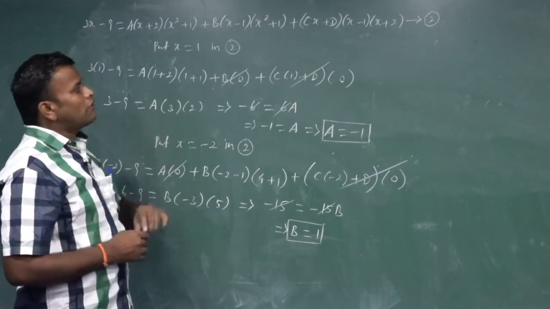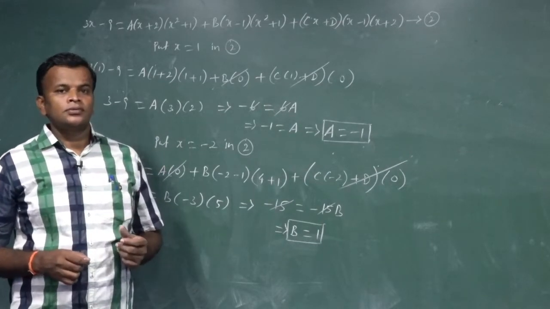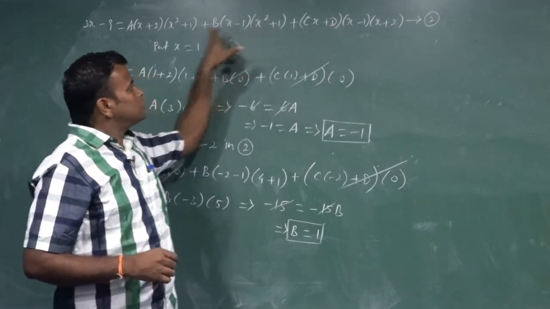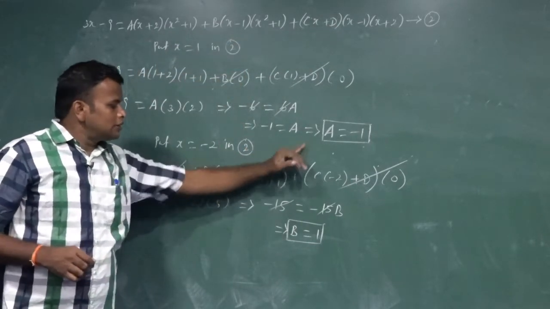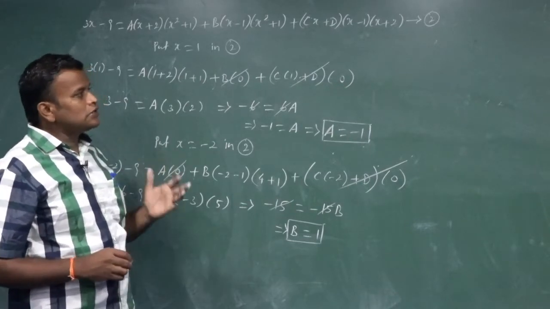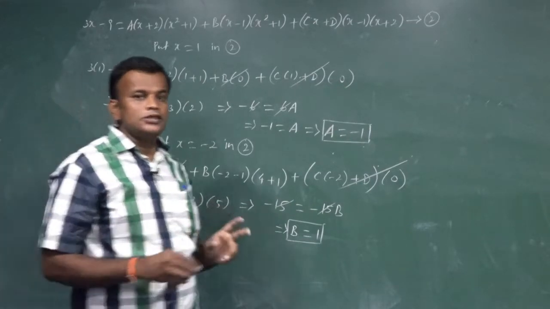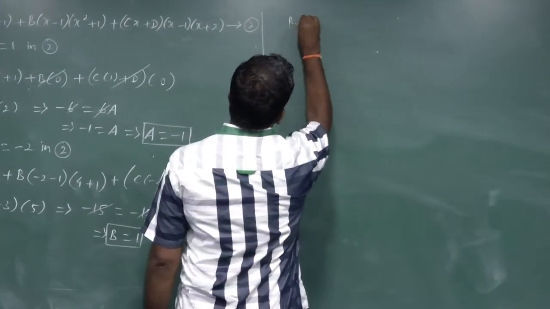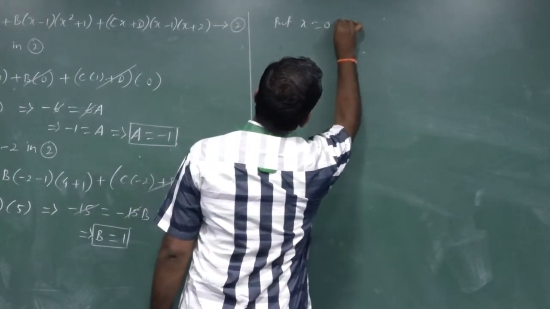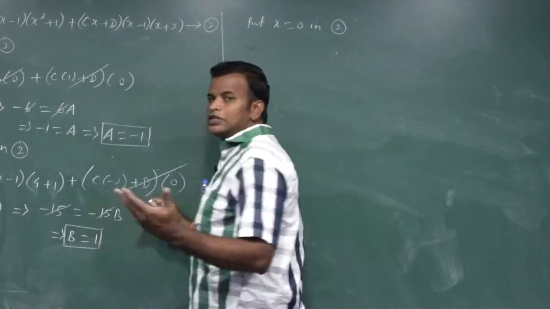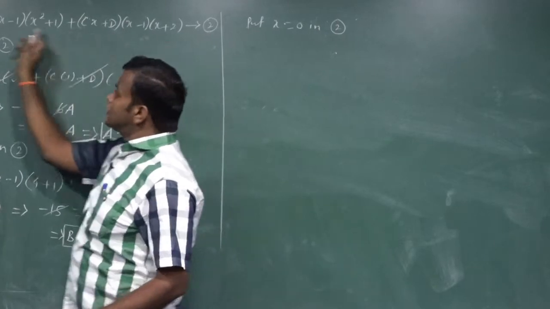Suppose we replace the value of x with 0. Okay, with 0, the c value only vanishes, and all the remaining values are possible. But we already found the two constants. So the next step, I replace x equal to 0 in the second equation. So put x equal to 0 in equation 2. Whenever x is there, we replace x by 0. You see, it is the second equation.